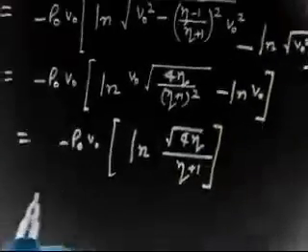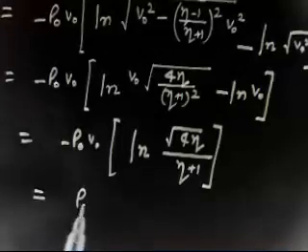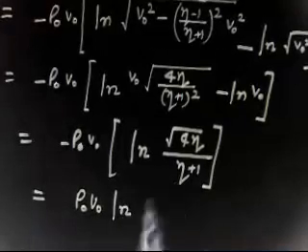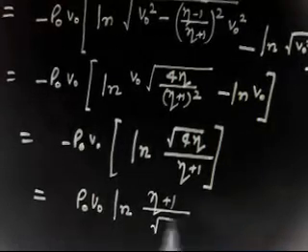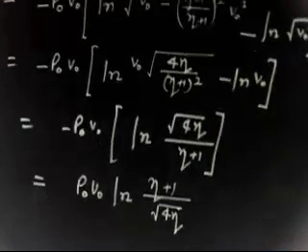Or if you want to, you can absorb the value of the minus sign, so P naught V naught ln((eta plus 1) whole square divided by 4 eta).